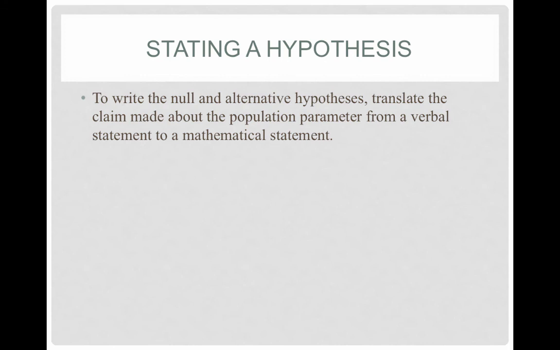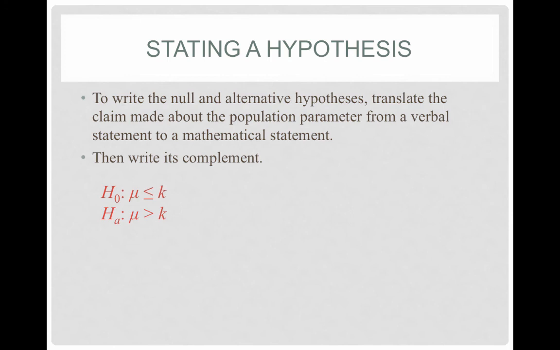Okay, so how do we go about stating a hypothesis? To write the null and alternative hypothesis, we want to translate the claim made about the population parameter from a verbal statement to a mathematical statement. In other words, we're going to have to translate a word problem, and I know how much you guys love that, and I feel certain I just got some eye rolls. All right, once we translate the claim from a verbal statement to a mathematical statement, then we want to write its complement or opposite.